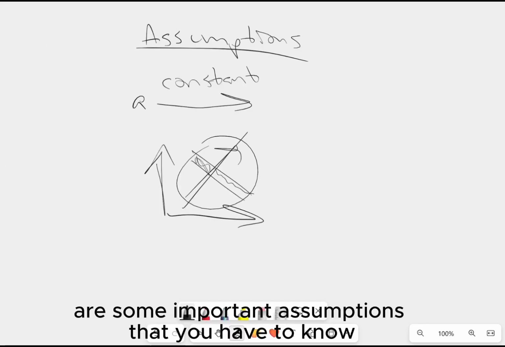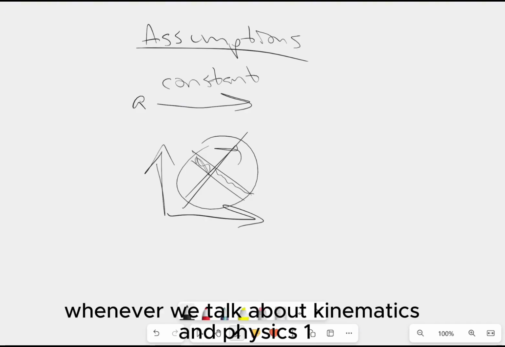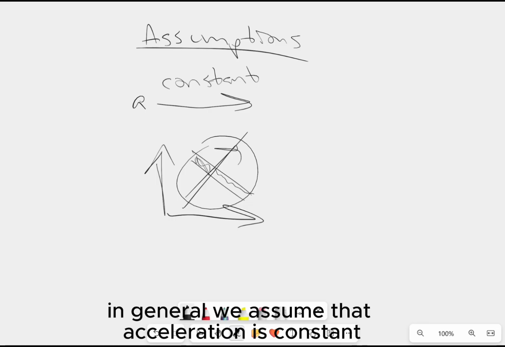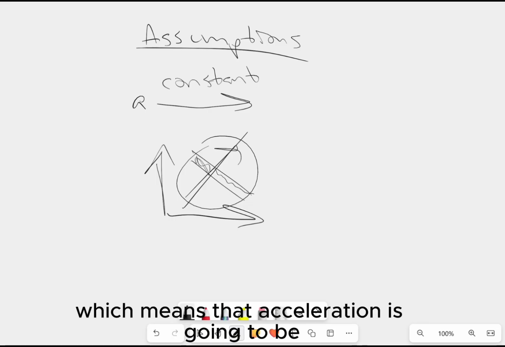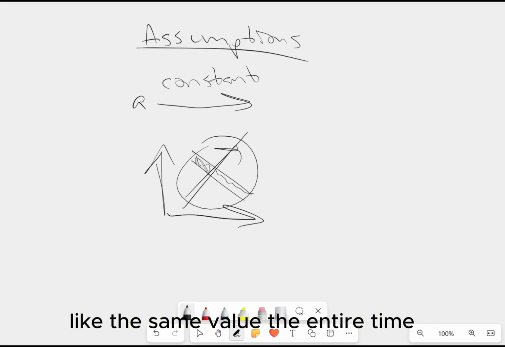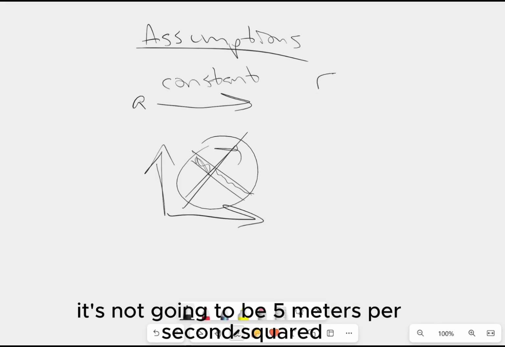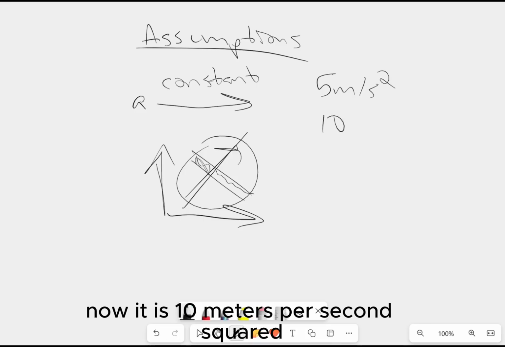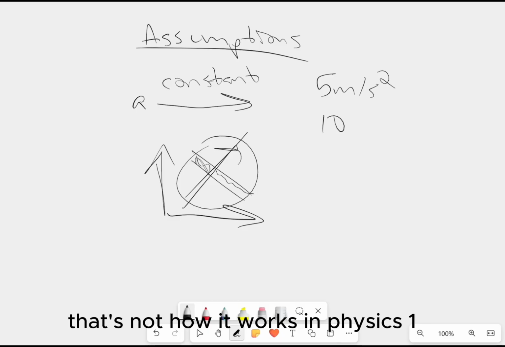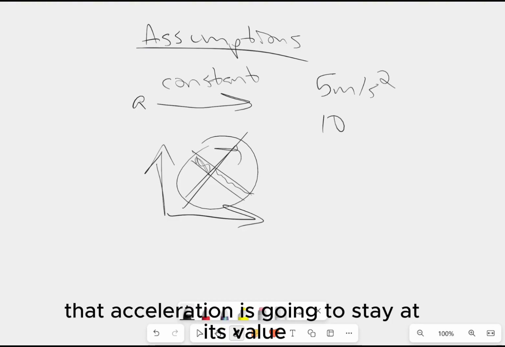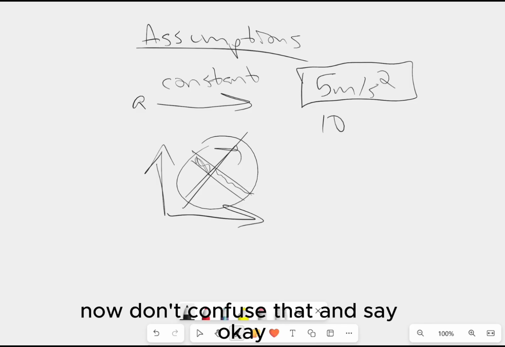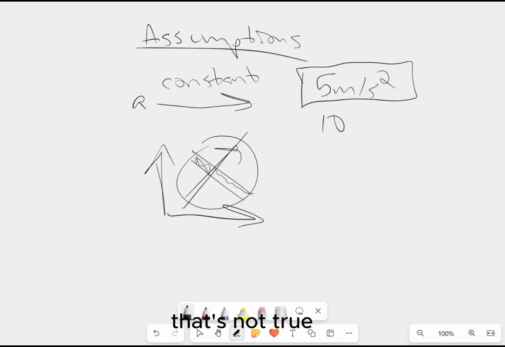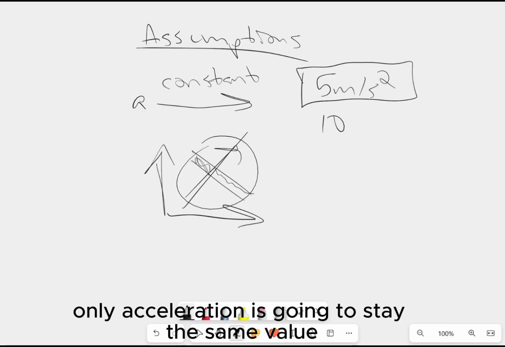Now, there also are some important assumptions that you have to know. These are the assumptions that we make whenever we talk about kinematics and physics 1 in general. We assume that acceleration is constant, which means acceleration is going to be the same value the entire time. It's not going to be 5 meters per second squared one time, and then all of a sudden after 10 seconds, now it is 10 meters per second squared. That's not how it works. In physics 1, we assume that acceleration is going to stay at its value. Now, don't confuse that and say velocity is always going to be the same value. That's not true. Only acceleration is going to stay the same value.